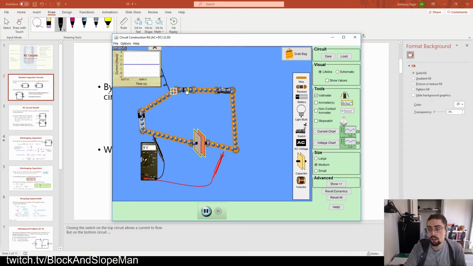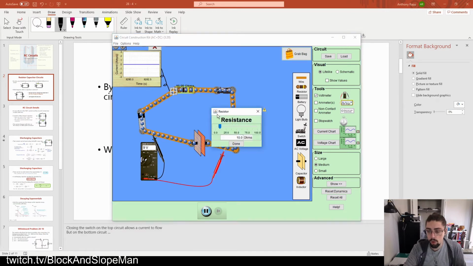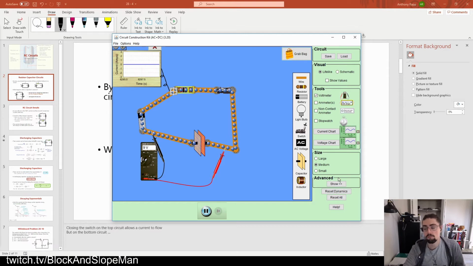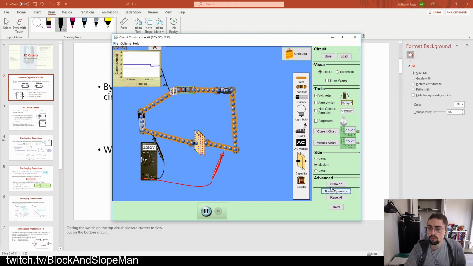Let's see if we can do anything to that. What if we change the resistance? Let me double the resistance to 20 ohms. So I've now made the pathway to get there a little bit more difficult. Now we see we only hit about half of the current. But it still takes a really long time, right? It's going to take a really long time.